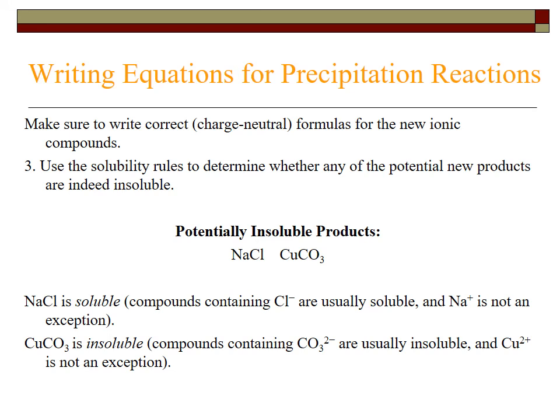NaCl is soluble. How do we know that? Compounds containing chlorine are usually soluble, and sodium is not an exception. We also know that sodium is always soluble, no matter what. Copper carbonate is insoluble. How do we determine that? We determine it's insoluble because carbonates are usually insoluble, and copper is not an exception.